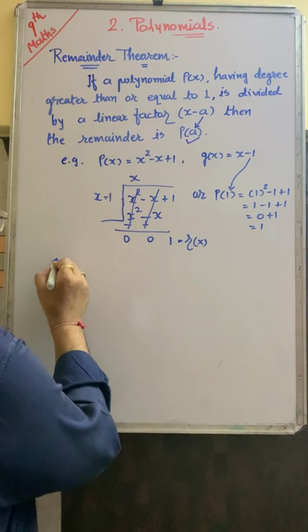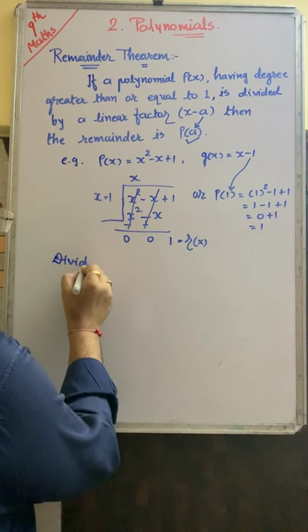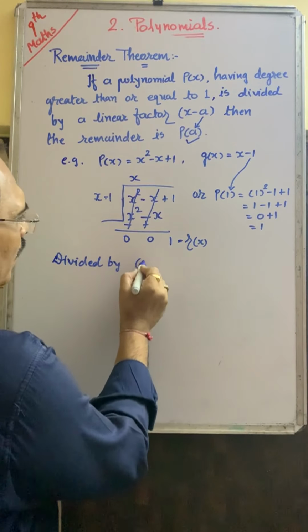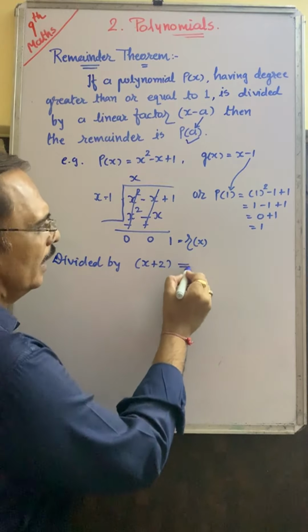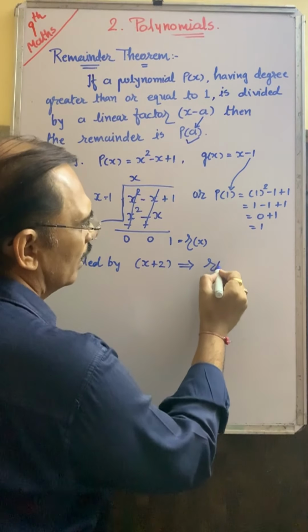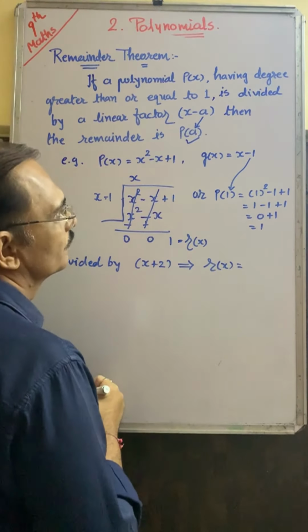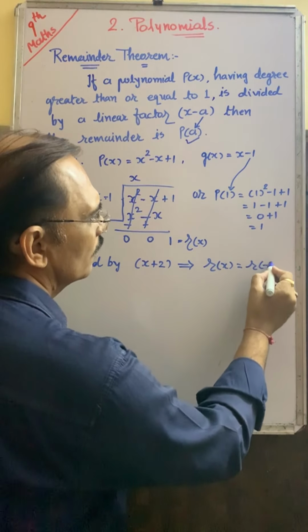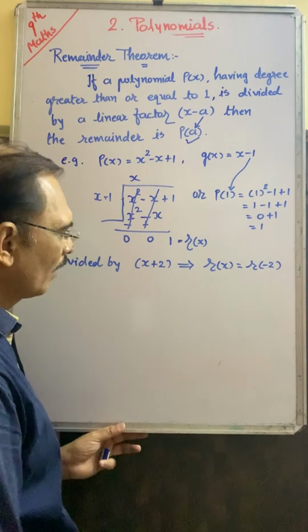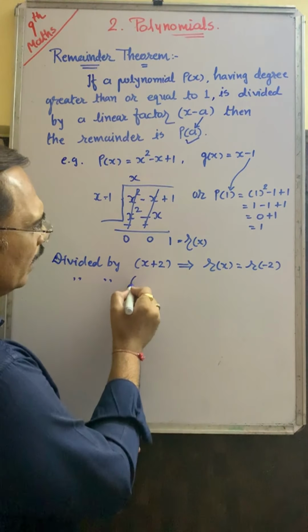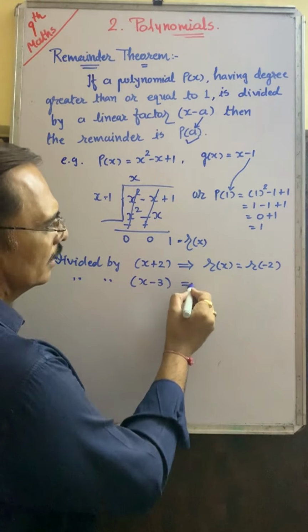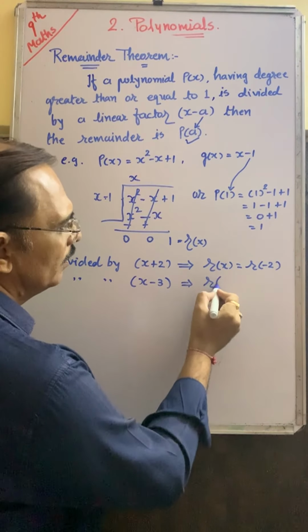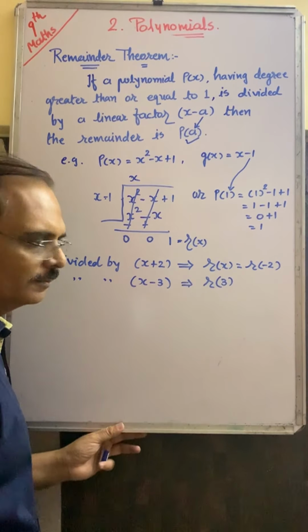If it is divided by x plus 2, then remainder r of x equals what? Remainder is plus 2 changed to minus 2, r of minus 2. If it is divided by x minus 3, then remainder will be minus 3 will be plus 3.